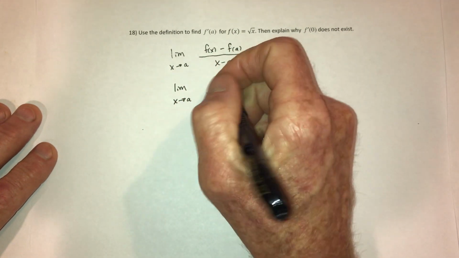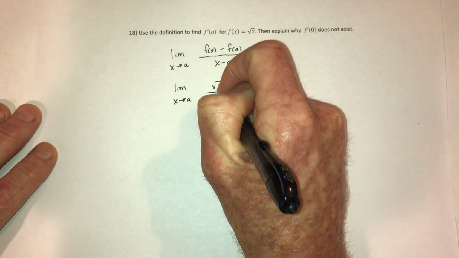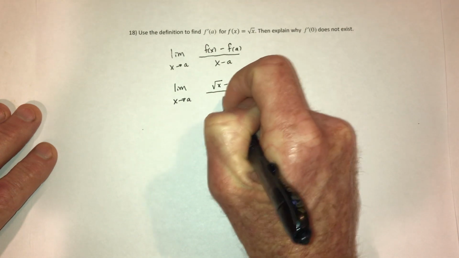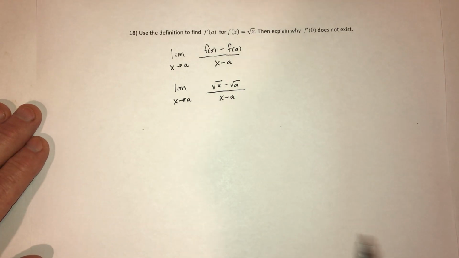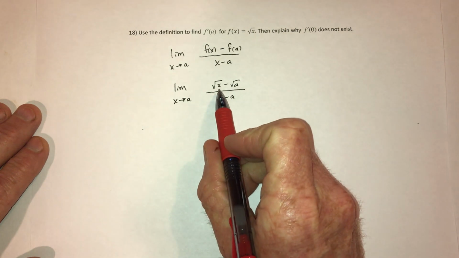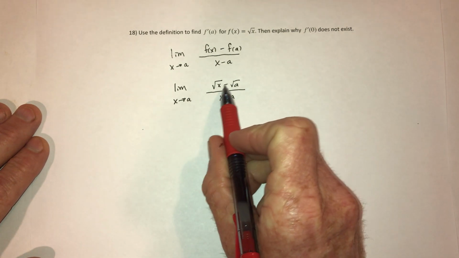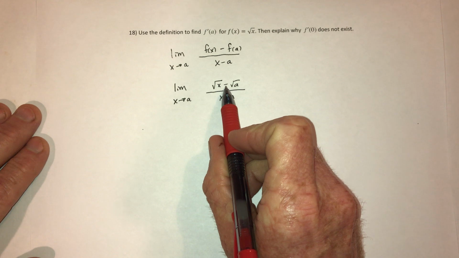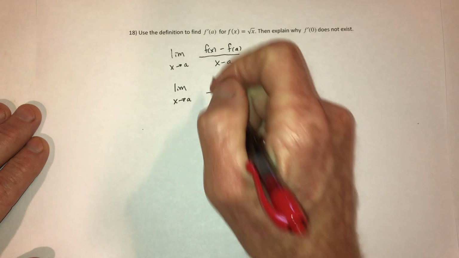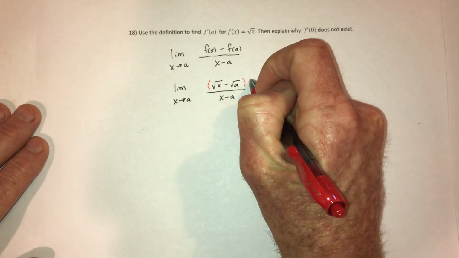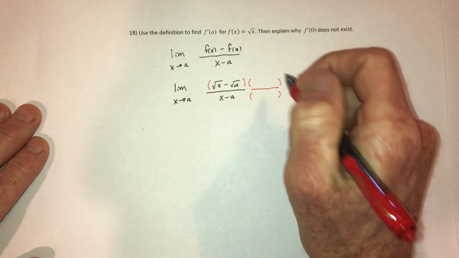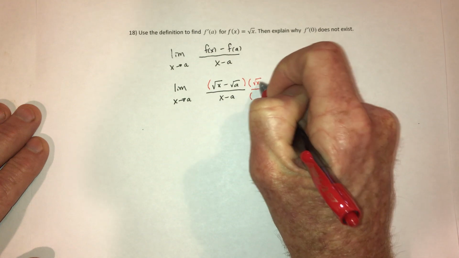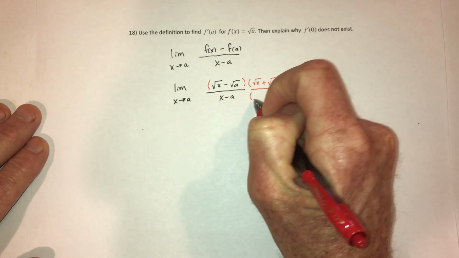So this one is the square root function, so it's going to be the square root of x minus the square root of a over x minus a. And then we need to do some algebra. And this is a good time to use the conjugate. The conjugate looks exactly like this, except you use a plus in between instead of a minus. Then multiply the numerator and denominator by that conjugate, the square root of x plus the square root of a.